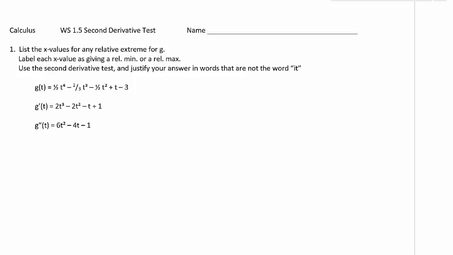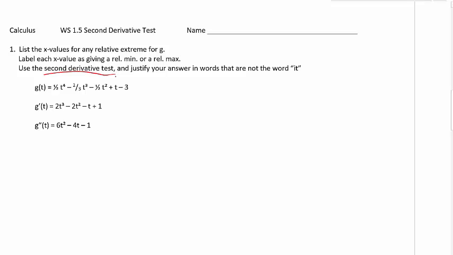We need to find relative extrema for a function. And when you're doing this, regardless of whether you're doing the first derivative test or the second derivative test, your first step either way is going to be to figure out where the first derivative equals 0, or where the first derivative doesn't exist.